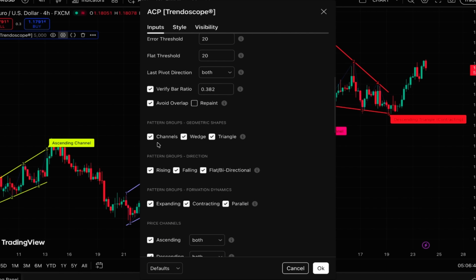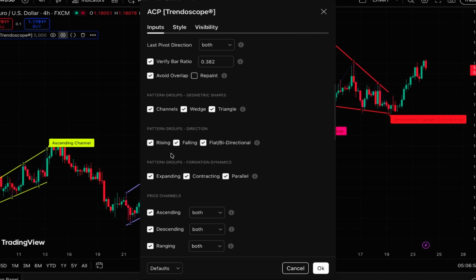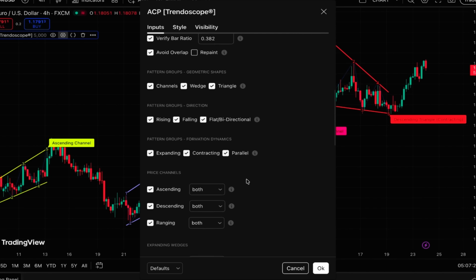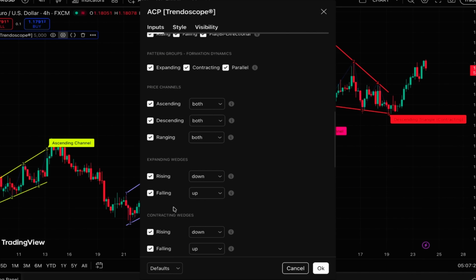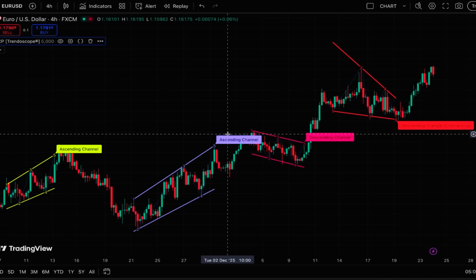types of patterns: channels, wedges, and triangles, and you have complete control on the type of the patterns, if you want rising, falling, or flat, or if you want expanding, contracting, or parallel. So you have complete control on what kinds of patterns you want to identify on your price chart. This indicator is one of the best indicators for identifying the patterns that I mentioned. So if you need those patterns in your trading strategy, this indicator is a perfect choice for you.